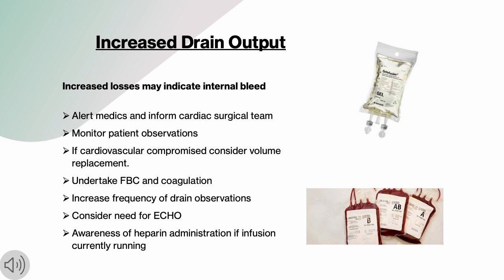If a patient shows cardiovascular compromise, consider volume replacement either in the forms of colloid or crystalloid, depending on what is appropriate for the patient. Blood samples such as full blood count and coagulation should be sent to observe patient hemoglobin and clotting factors. If required, these can also be rectified with appropriate products.